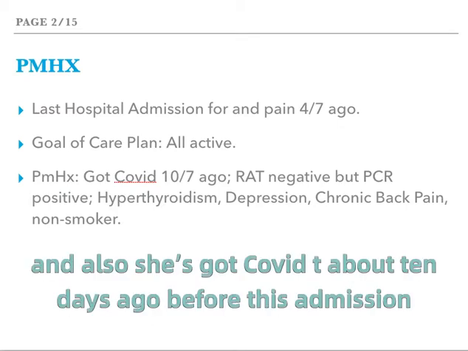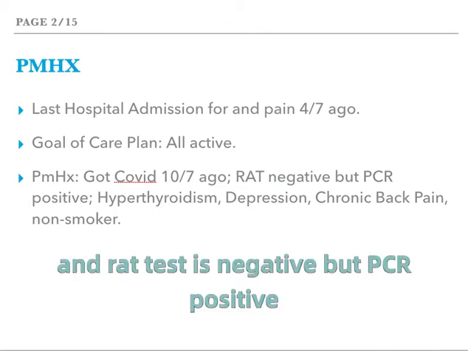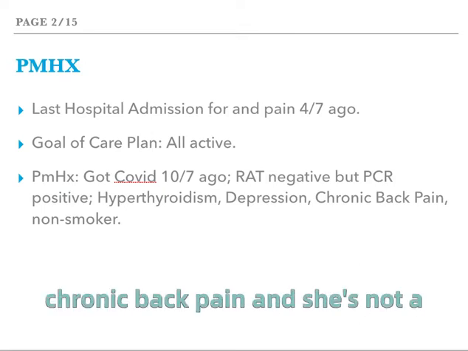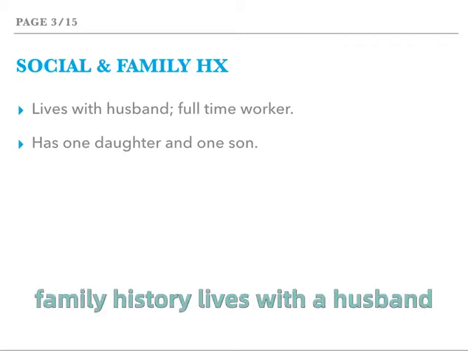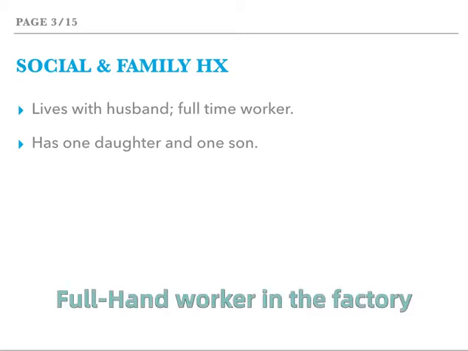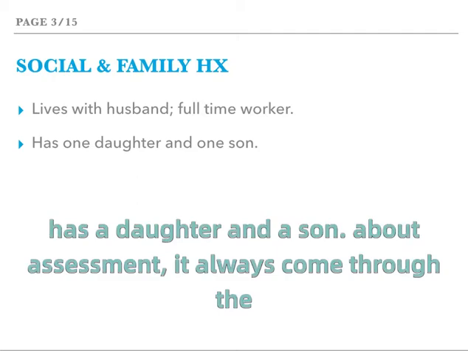And she also got COVID about 10 days before this admission. RAT test negative but PCR positive. She also has hyperthyroidism, depression, chronic back pain, and she's not a smoker. Social and family history: lives with her husband, full-time worker in a factory, has a daughter and a son.